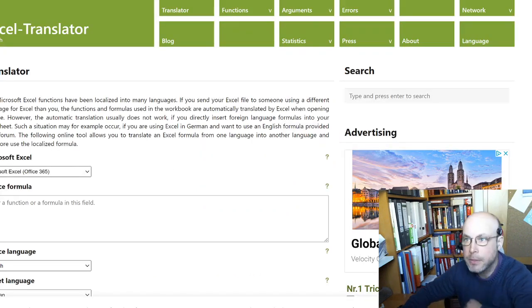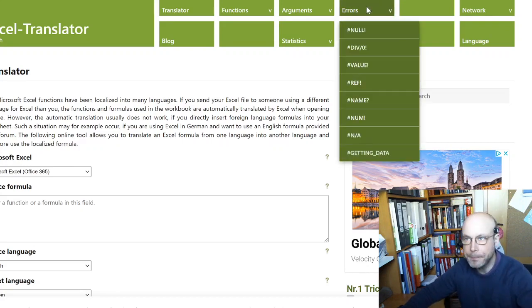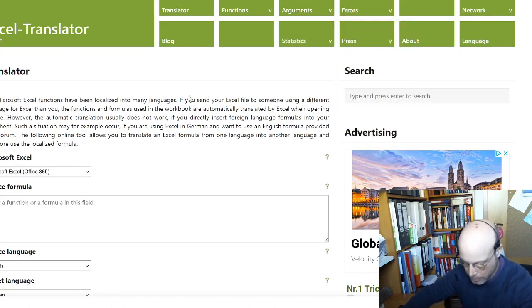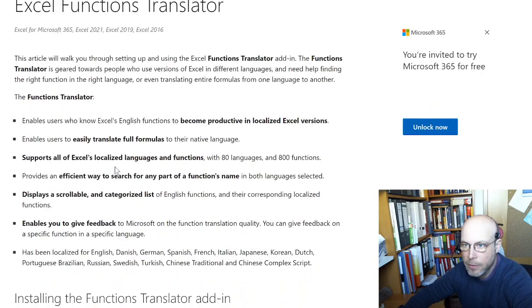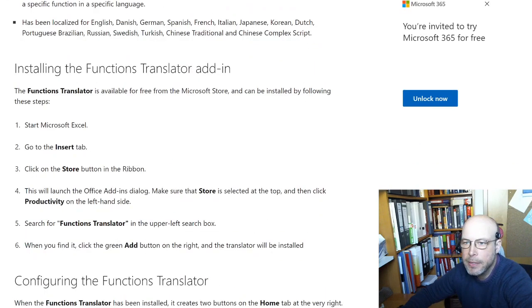So this is the Excel function translator where you can put in the formula. From Microsoft you also have an add-in of a function translator, and here it is explained how you can install it.